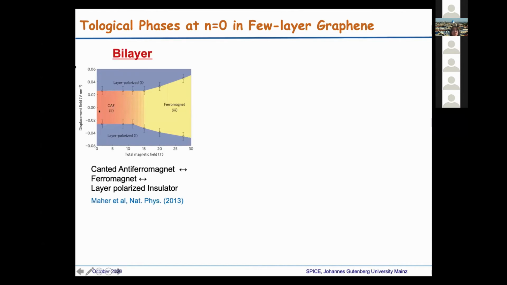If you have just a pristine, very clean bilayer graphene, you start out with an antiferromagnetic insulator. You apply an out-of-plane electric field that will push the electrons to reside in one of the outer layers, so this becomes a layer polarized insulator. And if you apply a large in-plane magnetic field, it will eventually become a ferromagnet. This ferromagnet is actually a topological state with counter-propagating edge states.